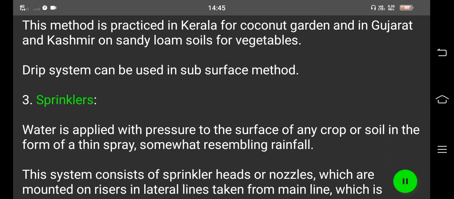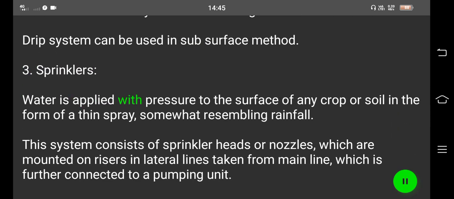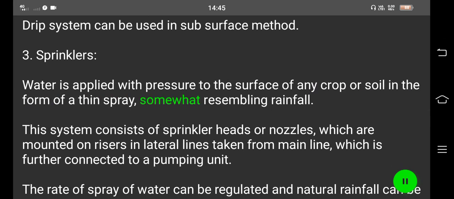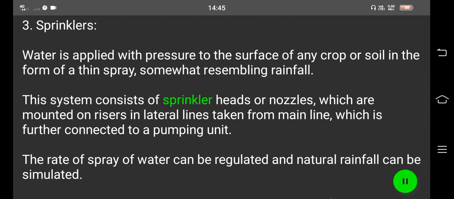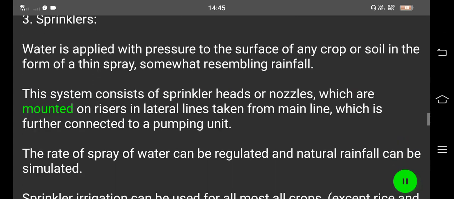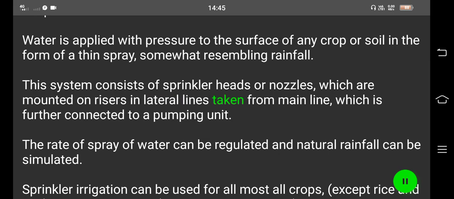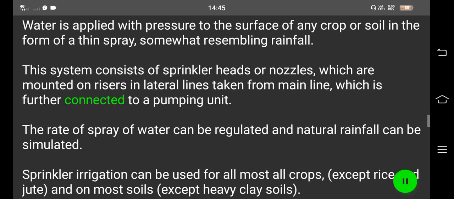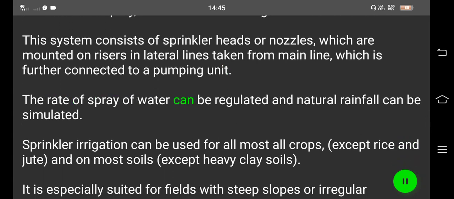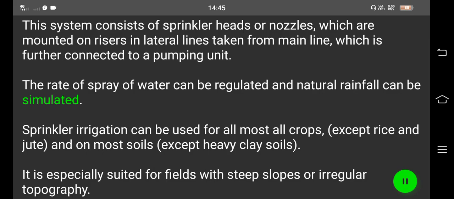3. Sprinklers. Water is applied with pressure to the surface of any crop or soil in the form of a thin spray, somewhat resembling rainfall. This system consists of sprinkler heads or nozzles, which are mounted on risers in lateral lines taken from the main line, which is further connected to a pumping unit. The rate of spray of water can be regulated and natural rainfall can be simulated.